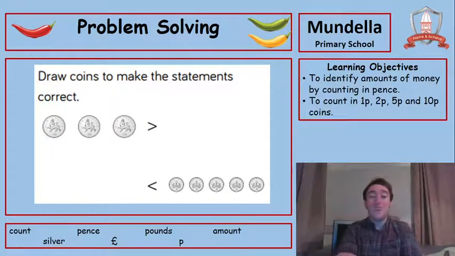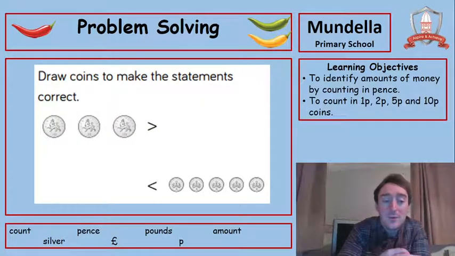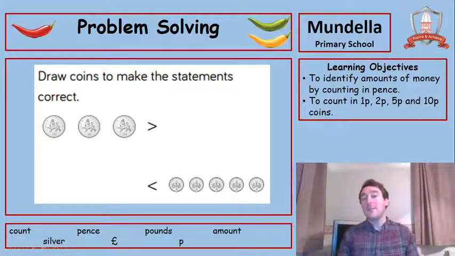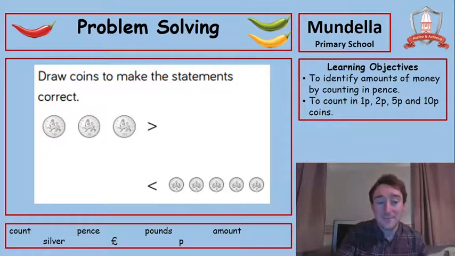Right, it's all the same. Everybody, the greens, the yellows and the red chilies, we need to make sure that we can draw coins in our books that make these statements correct. So we've got some coins here, then we've got a symbol, and then we need to do some on the other side. And then we've got some coins here, and we need to do some on the other side here. So again, there's going to be lots of different answers that will be correct. Just make sure that you know what those symbols mean and that you put them on the right sides.